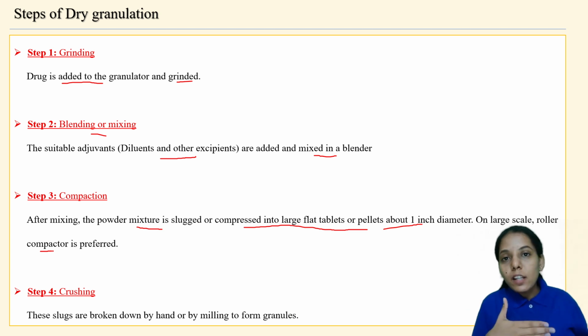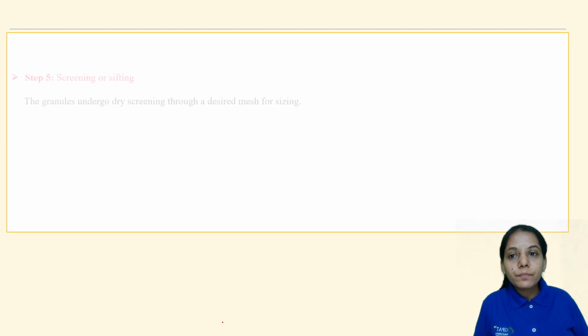Afterwards, we have to deslug those tablets, we have to break those tablets. These slugs are broken down by hand if it is a laboratory method, or by milling. On a large scale, milling is done, in which the tablet which is formed is broken down into powder or granules.